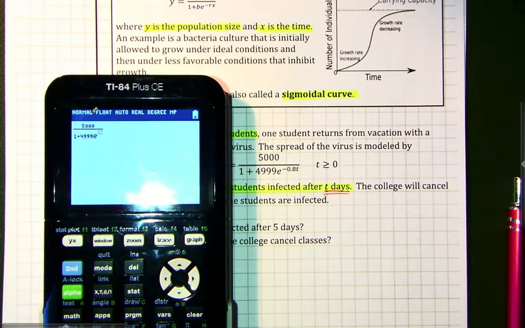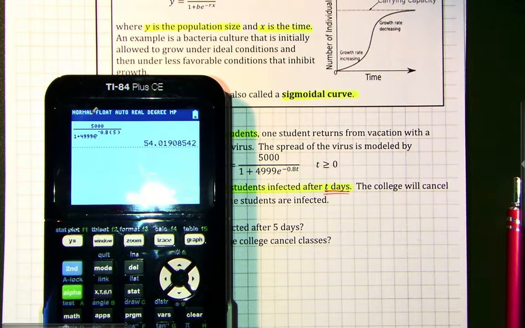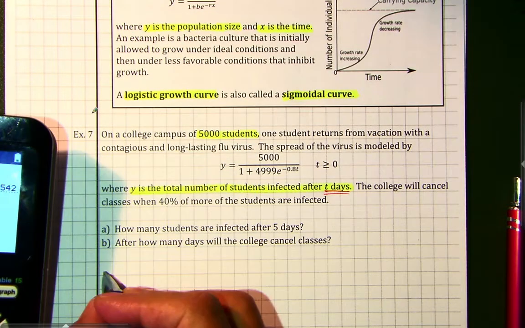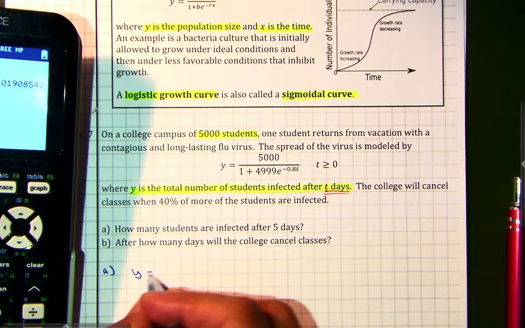So as part of your work, you do need to show me that you worked it out. And 54. So let's see if it matches here. In decimals, you just do F of 5, and that's perfect. So let's write that down. For part A, we have y equals to 5,000.